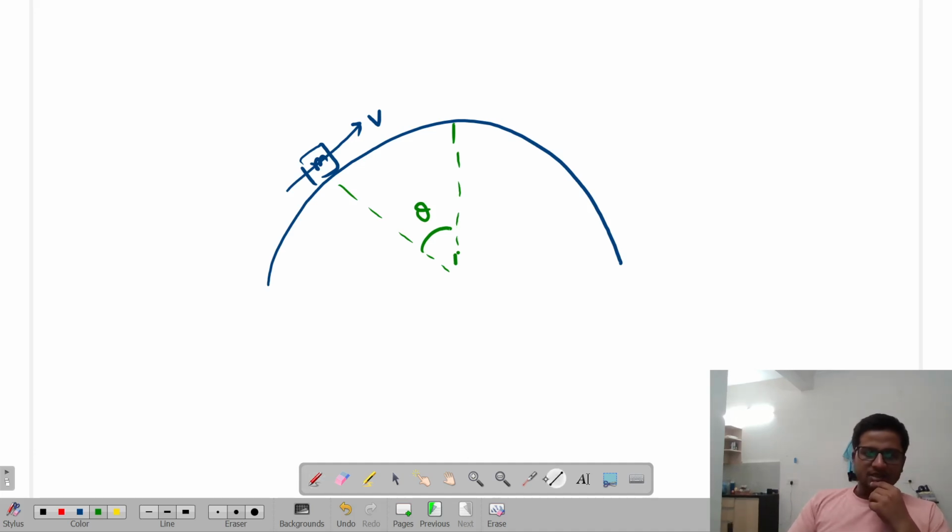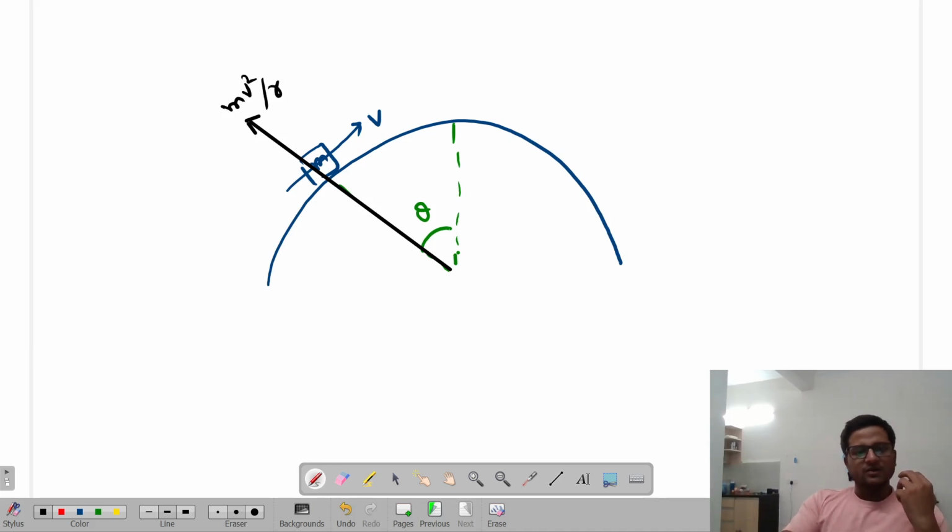So once again, the centrifugal force will be inside or outside? Always outside. Why is there a confusion? Centrifugal force will always be outside. So mv square by r, once again mv square by r outside, isn't it?